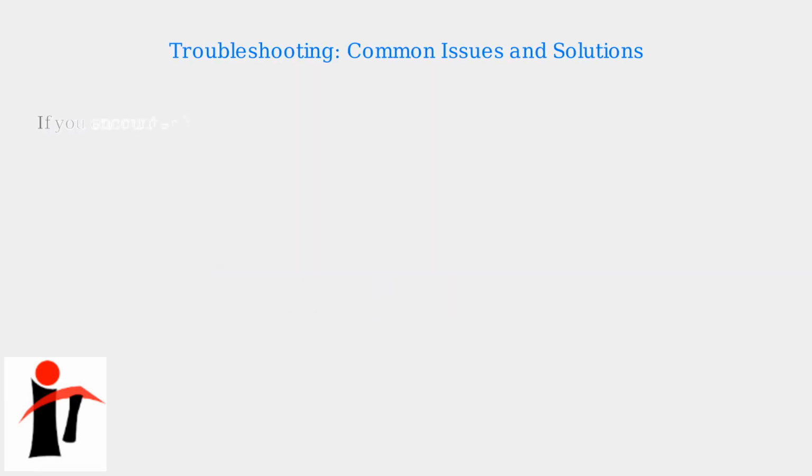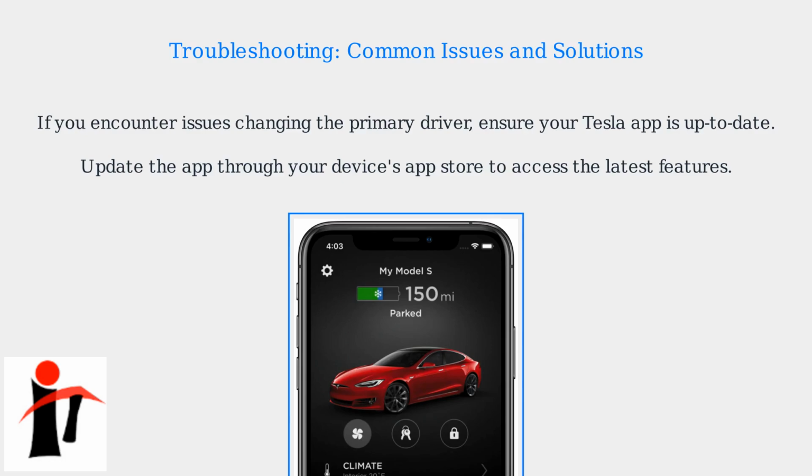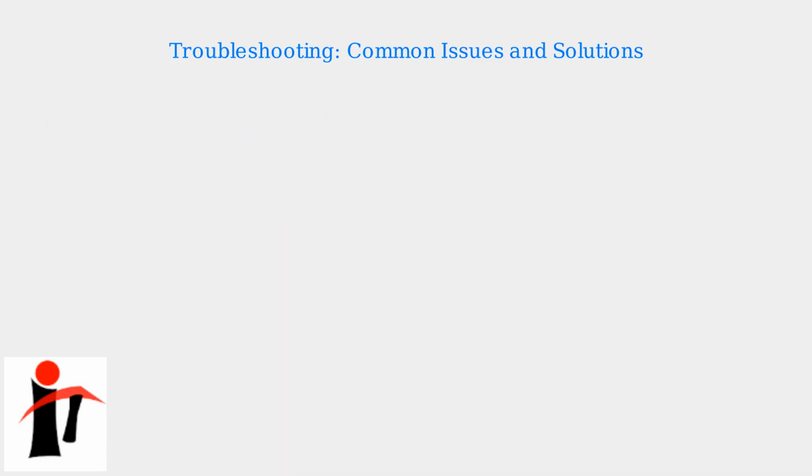If you encounter issues changing the primary driver, ensure your Tesla app is up to date. Update the app through your device's app store to access the latest features. Check your internet connection, as profile syncing requires a stable connection. Ensure you're connected to Wi-Fi or cellular data before making changes.